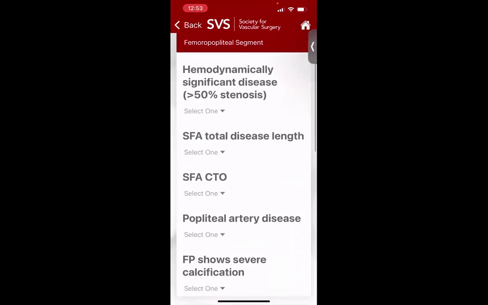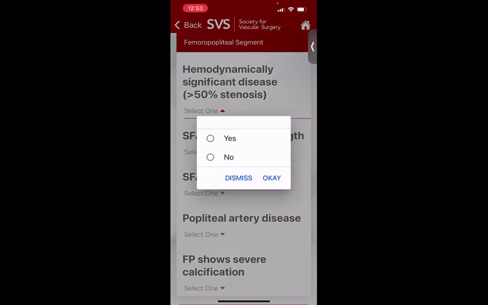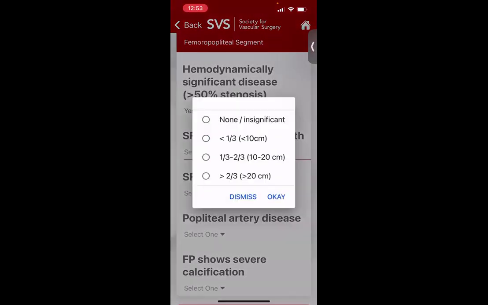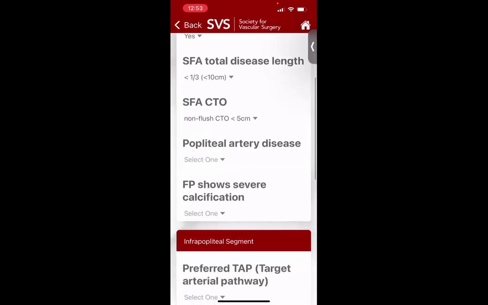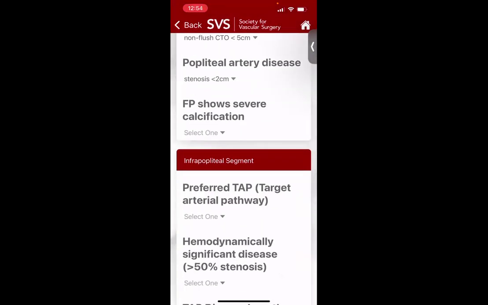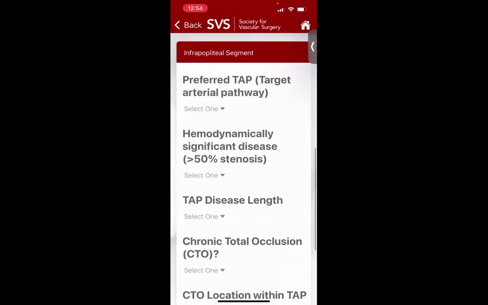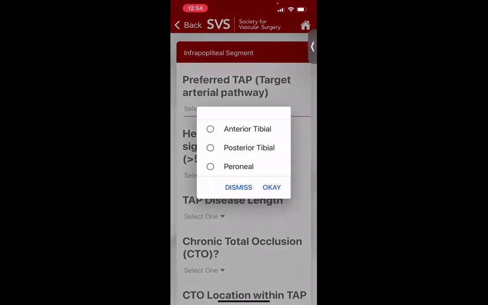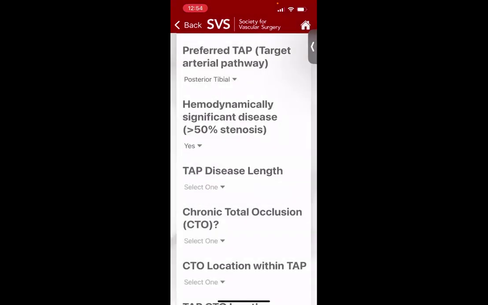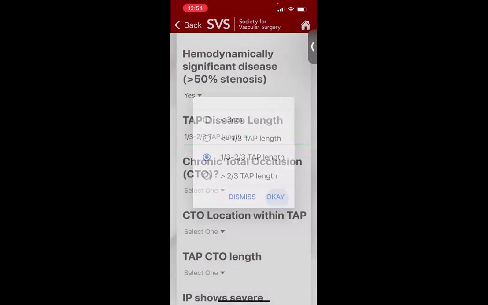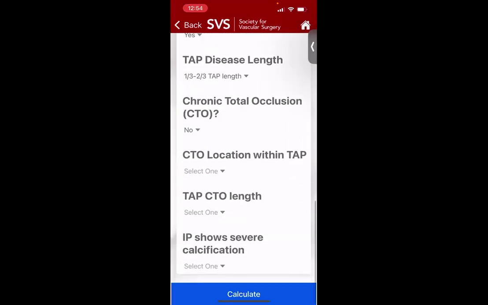If you do this example here, is there stenosis in the femoral popliteal? Is there a CTO, short CTO? And then is there popliteal disease? For example, there's stenosis shorter than 2 centimeters. Is there heavy calcification? You can say yes, there is heavy calcification. And then you look at the infrapopliteal. What's the preferred target? What vessel will you use below the knee? Are you going to use PT, peroneal? And then you assess that vessel that you will be working on. These are just random examples to show you how it's going to look at the end.